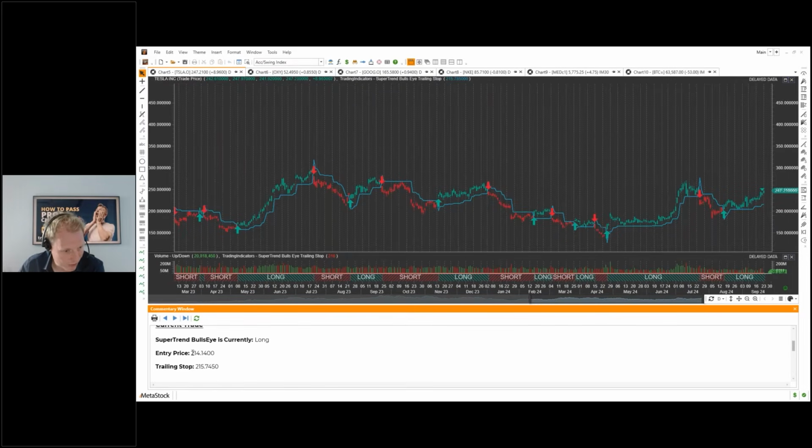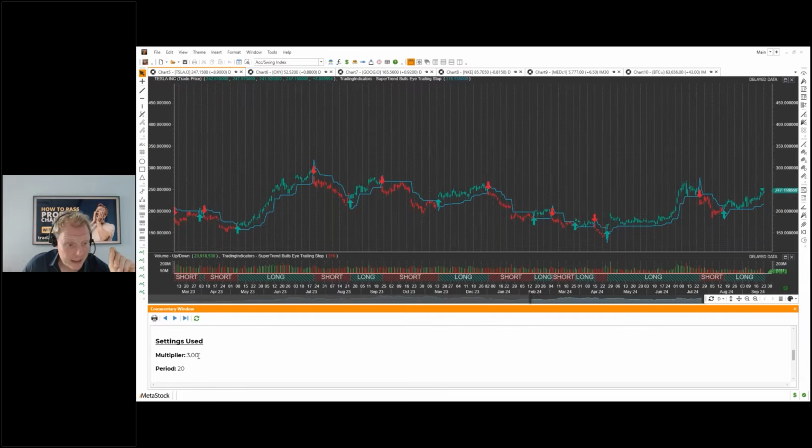We can see where was our entry price back then and where is our trading stop right now. So right now it's at 215, give or take. So somewhere around here. Perfect. So we can see all this. But we can also see, once I scroll a little bit further down, here we go, what are the optimal settings for this particular symbol and time frame?